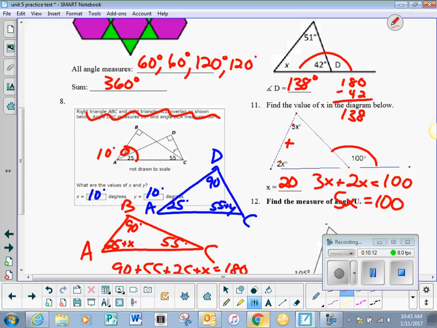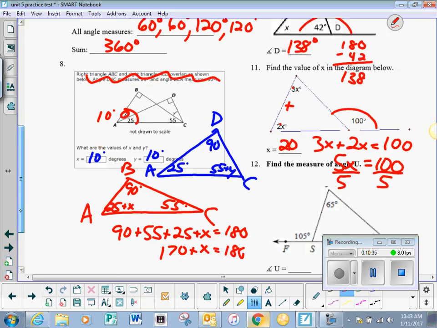That doesn't make sense. It's like how you got 20. Divide both sides by 5. Oh, you got 5. Oh, okay. I get it. Okay.